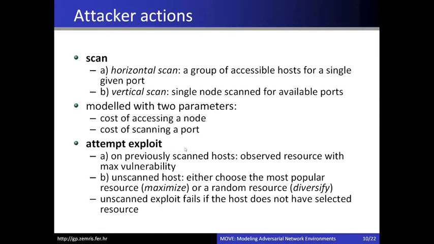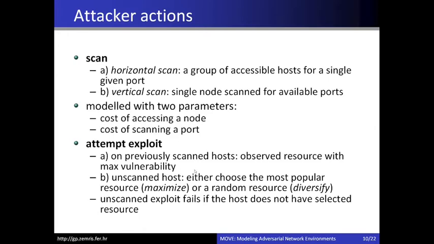But each of these actions has different subtypes. Within the scan, he can choose two types of scan: a horizontal scan, which just scans a group of accessible nodes, but for a single given port among the set of available ports. And he can choose to perform a vertical scan, where a single node is scanned for all available ports on that host. The cost of these actions is modeled with two parameters. We have the cost of accessing a single node, and additionally, a cost of scanning a single port. So by a combination of these factors, we can impose a realistic cost on those actions.